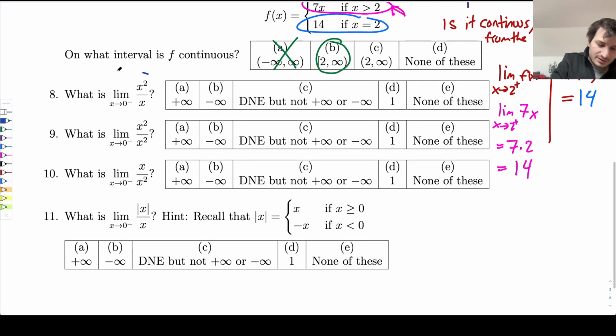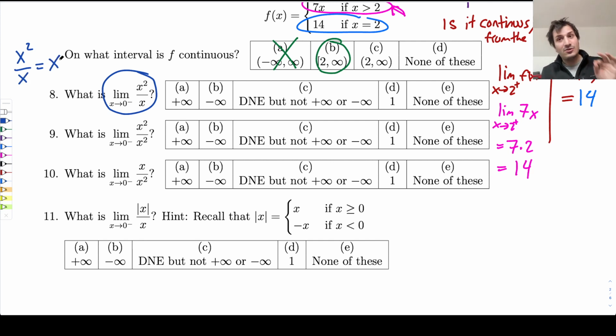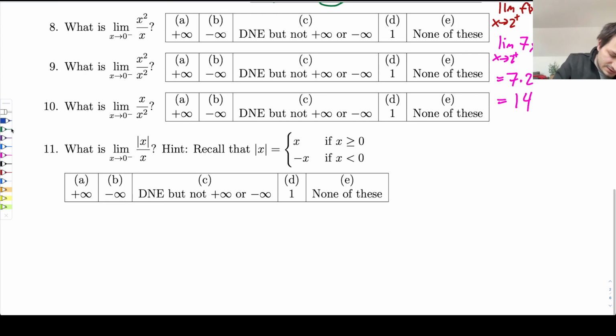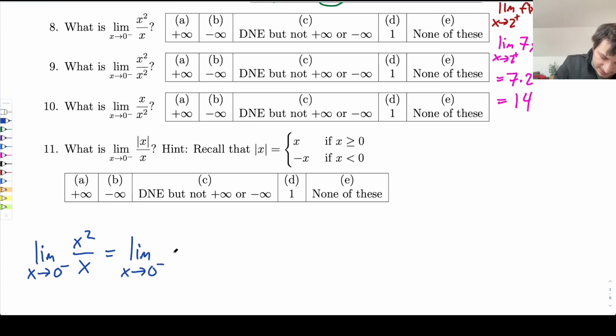Let's start with the first one, x squared over x. And x squared over x simplifies to just x, as long as x is not equal to 0. Which it isn't here, because we're just talking about getting close to 0, not exactly 0. So you put a limit sign in front. Let's see, where can I write these? Okay, let's scroll down over here. So the limit as x goes to 0 minus of x squared over x is the same as the limit as x goes to 0 minus of just x, because x squared over x is x.